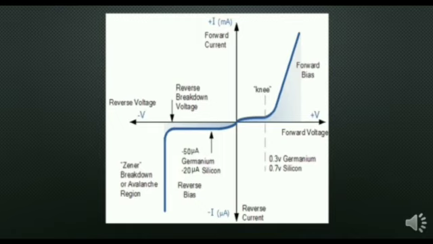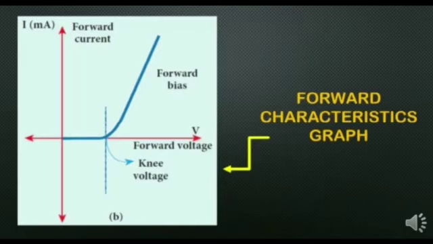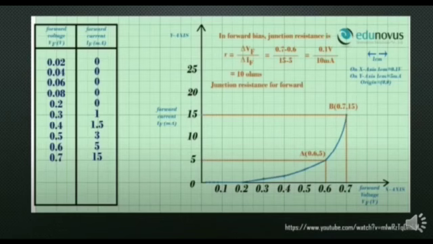And when the applied voltage is less than the threshold voltage, the current is almost negligible. The knee voltage of some of the diodes, like the silicon diode, is 0.7 volt, and for the germanium diode it is 0.3 volt.